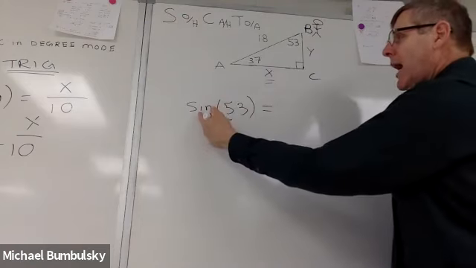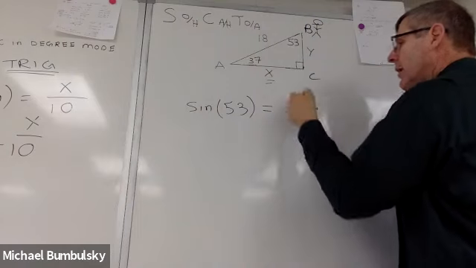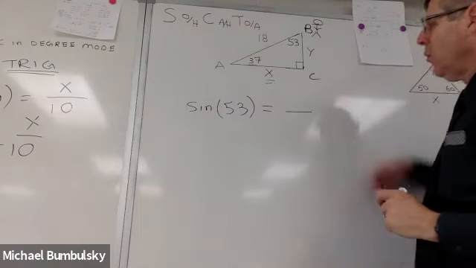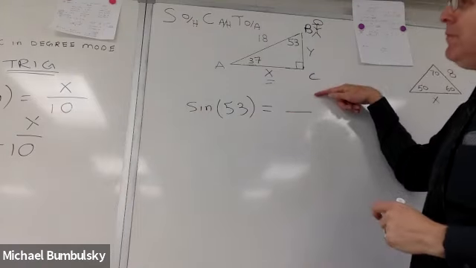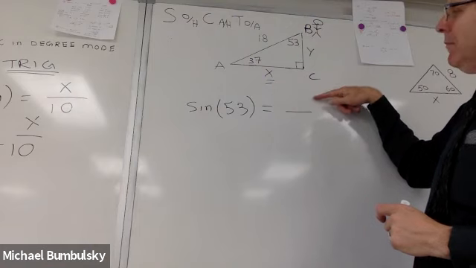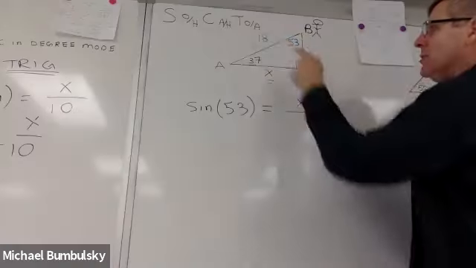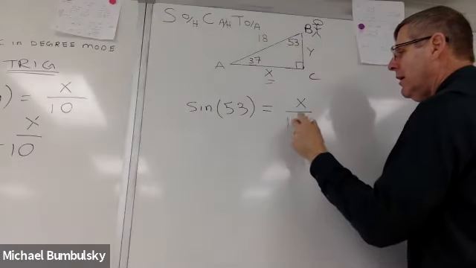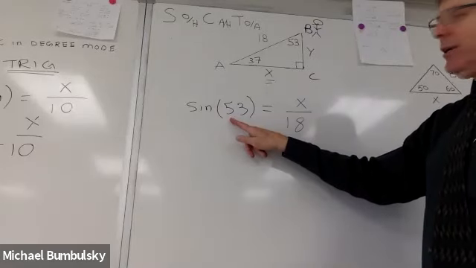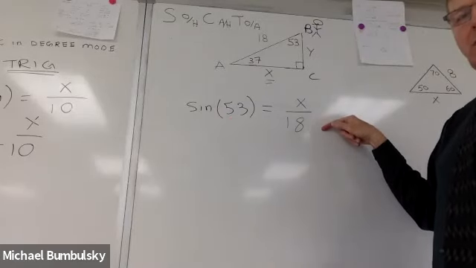And what is the sine? It is a ratio of something over something. What goes up top? Opposite. So what do I write here? X over 18. The bottom, hypotenuse. What's the hypotenuse? 18. So I know that the sine of 53 is x over 18.